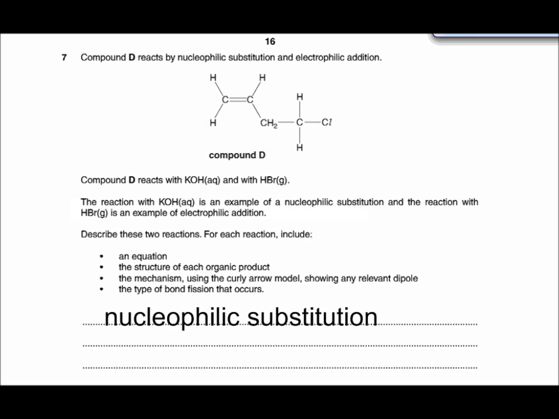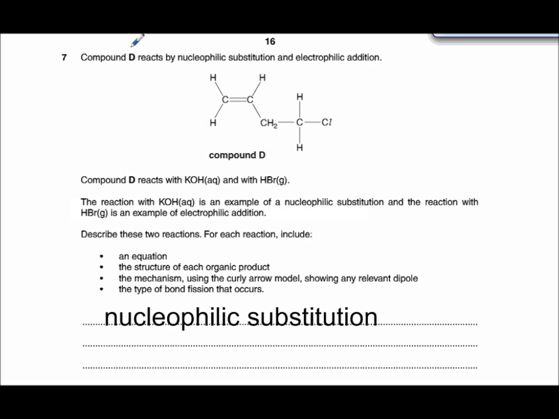Pause. Yeah, the hydrogen bromide is going to react here with our alkene. The potassium hydroxide will react with the chlorine atom here. I'm going to start with nucleophilic substitution, so reacting with potassium hydroxide. But before I do, to make it easier to write the equations for myself, because you've got to go through these bullet points when you answer: you want an equation, the structure of each organic product, the mechanism, and the type of bond fission.